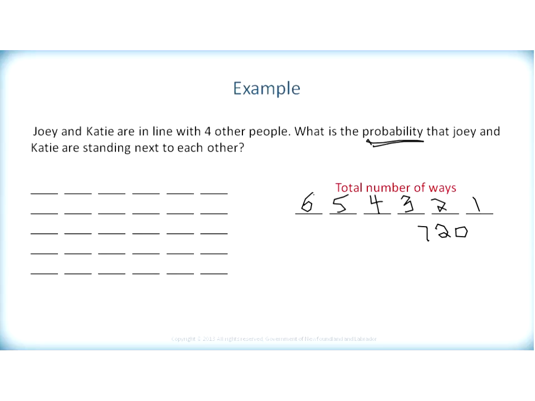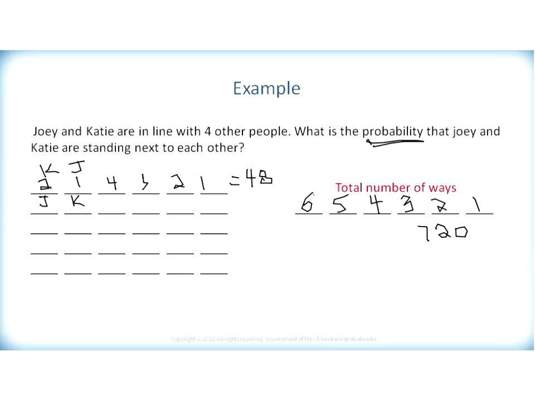Now, if Joey and Katie are standing in line, Joey could be here, which means Katie could be here. That leaves 4 options for here, 3, 2, 1. Yet, Katie could be here, and Joey could be in this position. That means there are 2 options for here, leaving 1 for here. That equals 48.